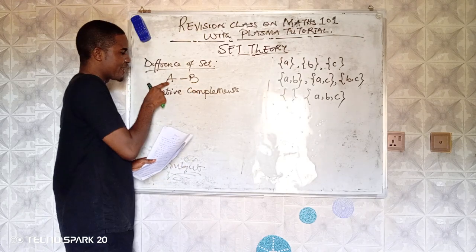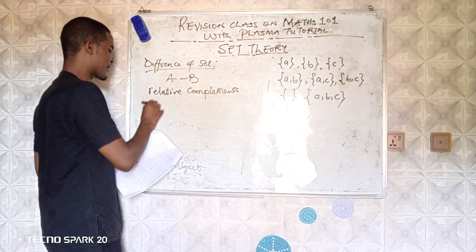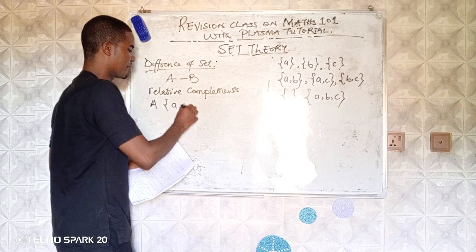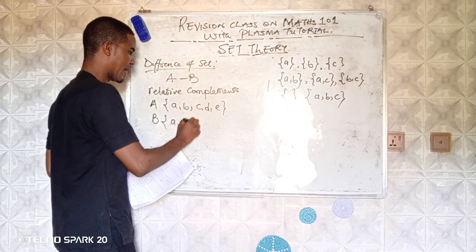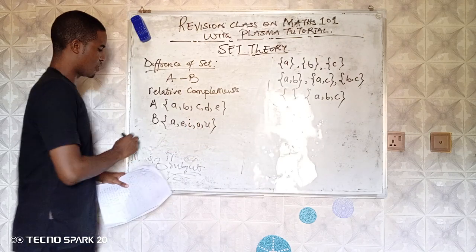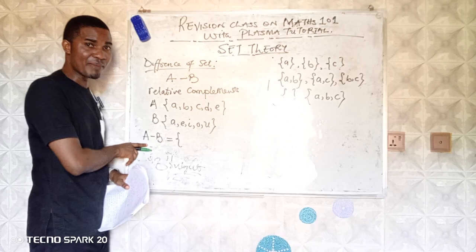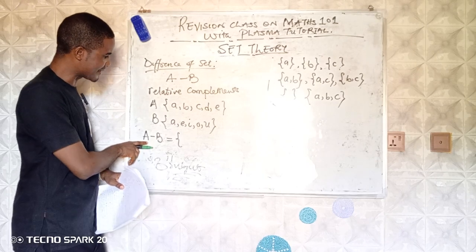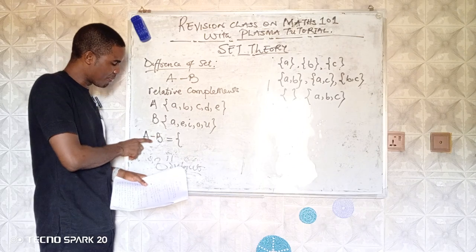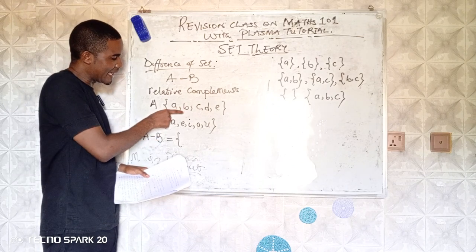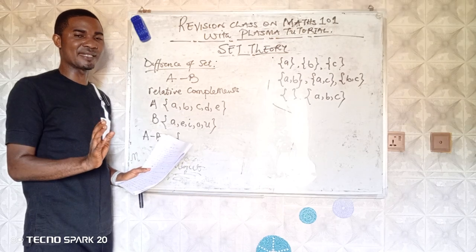A minus B with reference to A means elements that belong to A, but they are not found in B. Let's take an example. If set A is {A, B, C, D, E} and set B is {A, E, I, O, U}, so if I'm to find A minus B, mentioning A first means I'm making reference to A. So I will say it is elements that belong to A but are not found in B. You will look for elements that are in A, but you cannot see in B. Once you can see the element in A and also see it in B, then that element will not qualify.